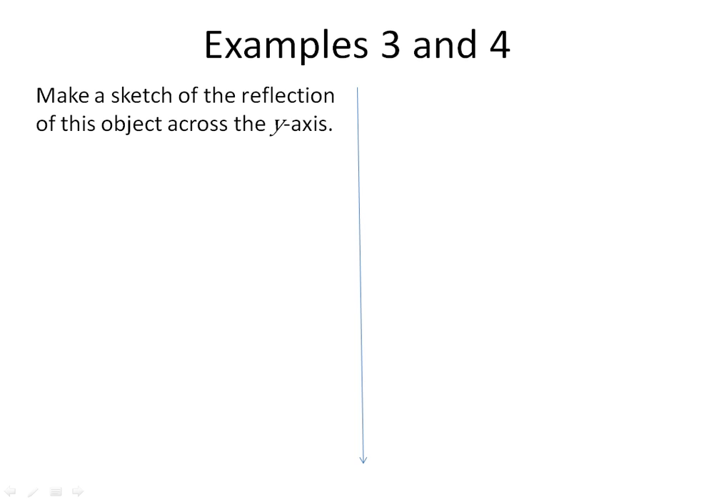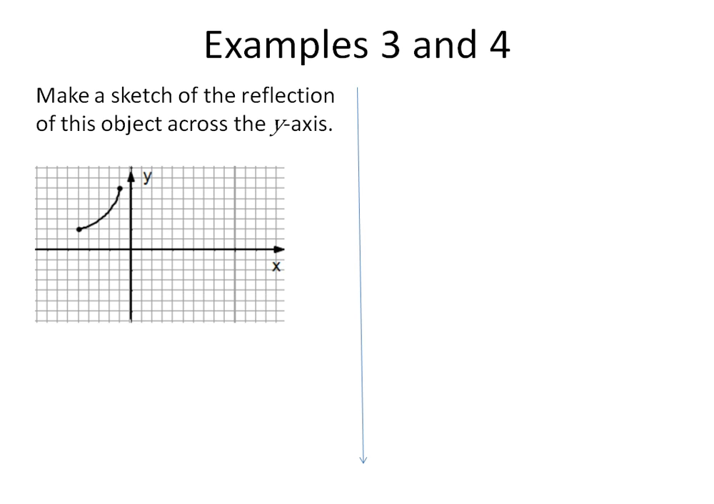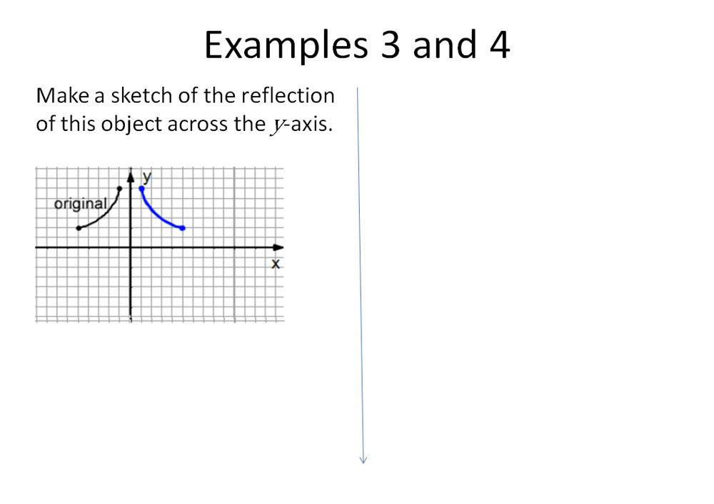Example 3, they want you to make a sketch of the reflection of this object across the y-axis. So what you do is you establish what the 2 points are that are showing to you at the beginning and end of the line segment, or actually the arc, and create the 2 points that are going to be across the y-axis from it and connect them with another arc. So that's how you do it. That's the reflection of this.